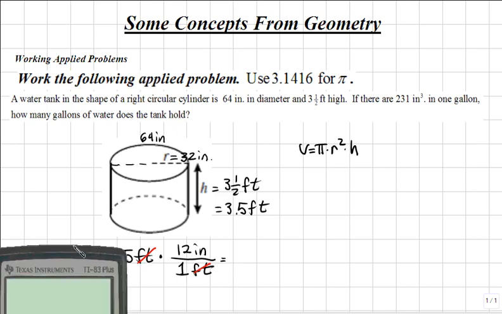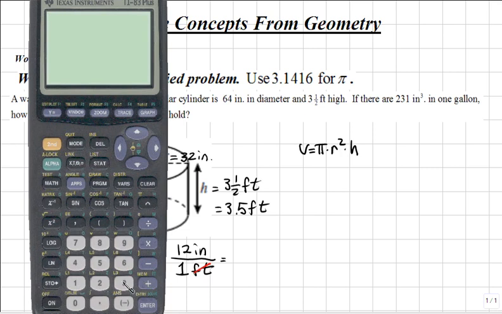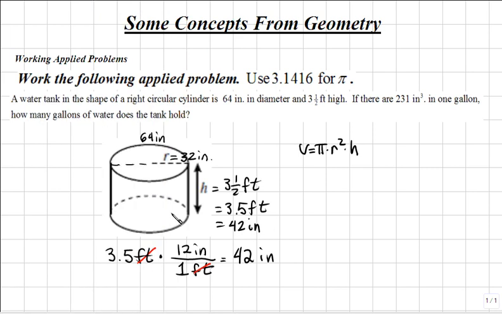Using a TI-83 graphing calculator, we'll multiply 3.5 times 12 to arrive at 42. So the height of this circular cylinder is 42 inches. We're now ready to find the volume of the cylinder. So the volume will be pi, which we'll use as 3.1416, times the radius 32 inches, so 32 squared, times the height, 42.